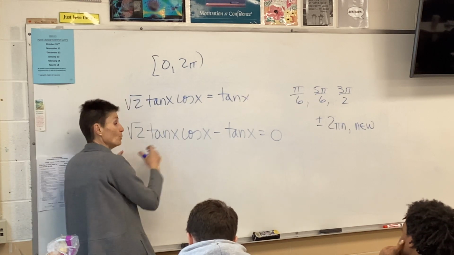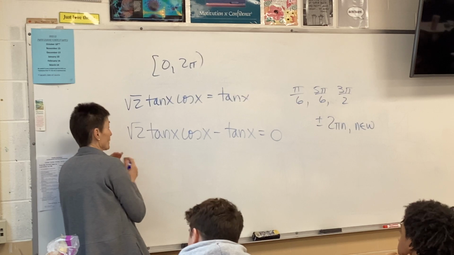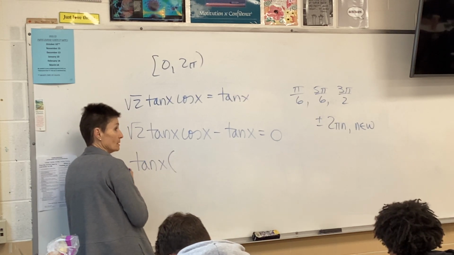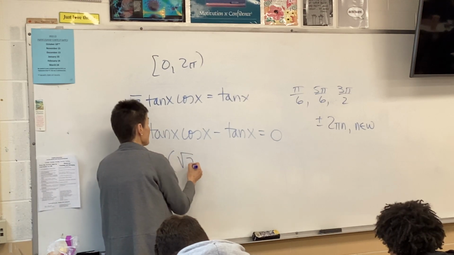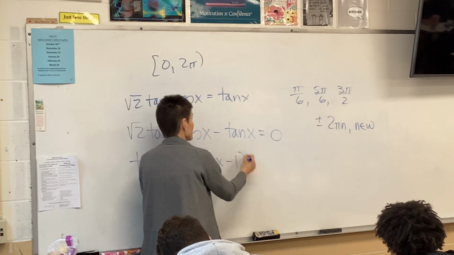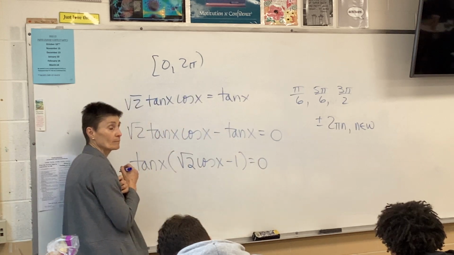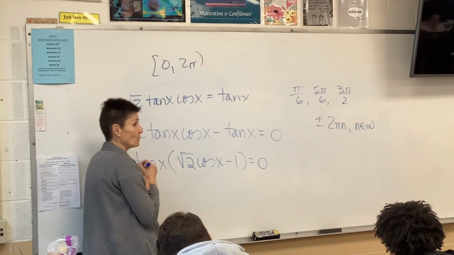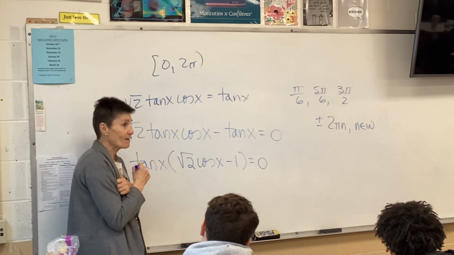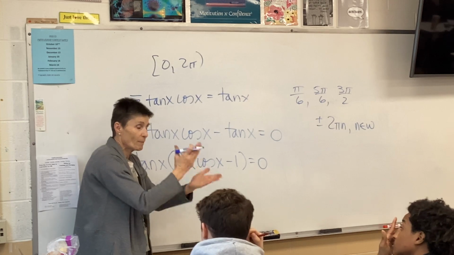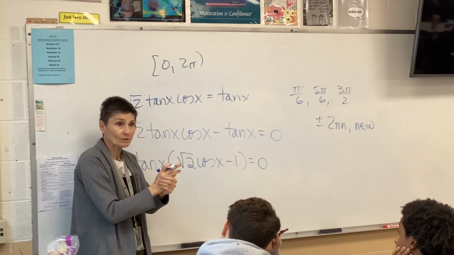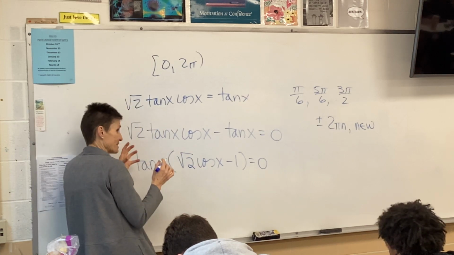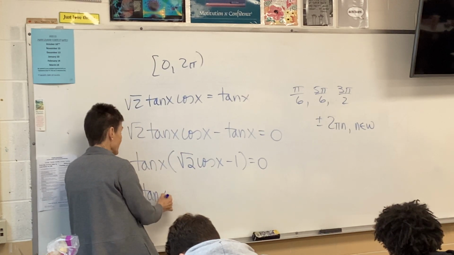Now, what can I do once I get this moved over? I can now factor out a tangent. And that leaves me with root 2 cosine minus 1. What do I do always after I factor? We've done this, I kind of lectured you about it. Once you get it factored, set them both equal to 0. No fancy stuff, just set them equal to 0.